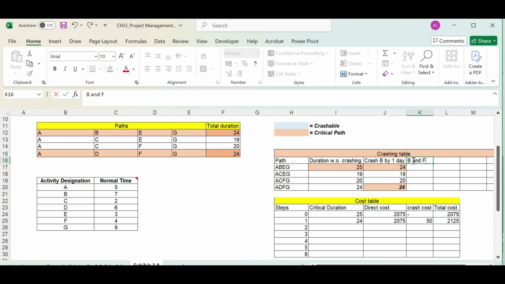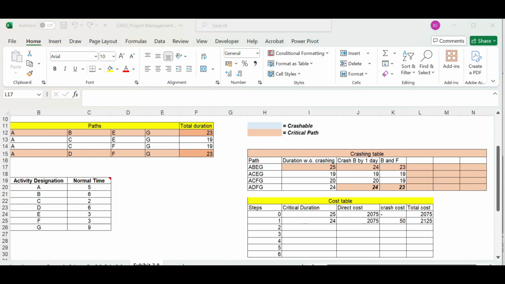B and F. If we crash both by one day, this is reduced. The first one, A, B, E, G gets reduced to 23. B and F, so this is unchanged. A, C, F, G gets reduced by one day to 19, and A, D, F, G gets reduced by one day, which means the critical paths are the same, A, B, E, G and A, D, F, G. Now we can reduce this and see what the critical paths are. 6, and if we reduce the time of F also, we can see that the critical paths are A, B, E, G and A, D, F, G. Let's talk about the cost of crashing B and F.